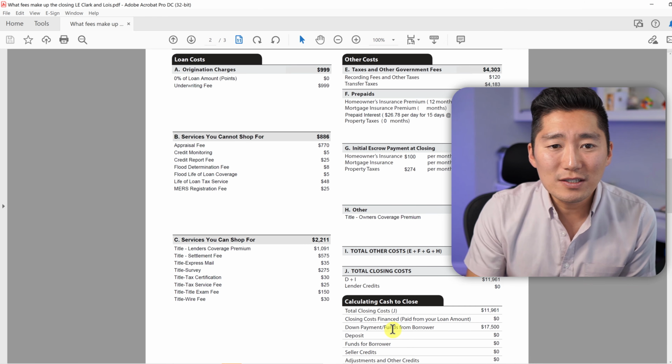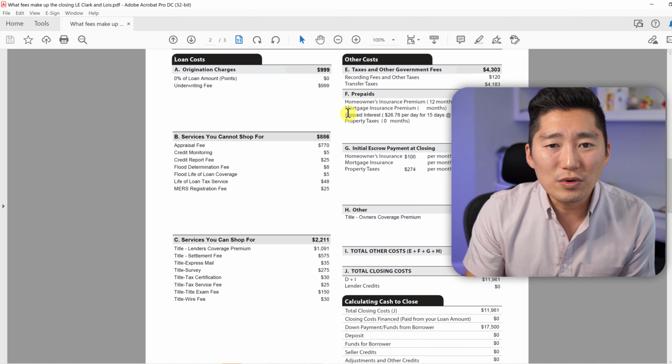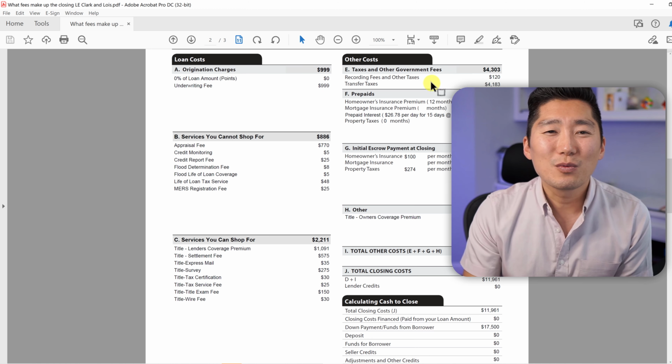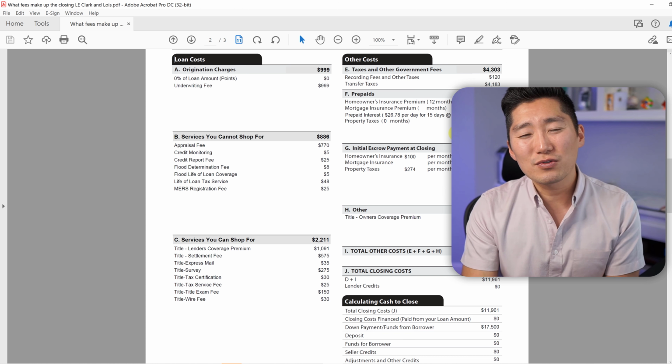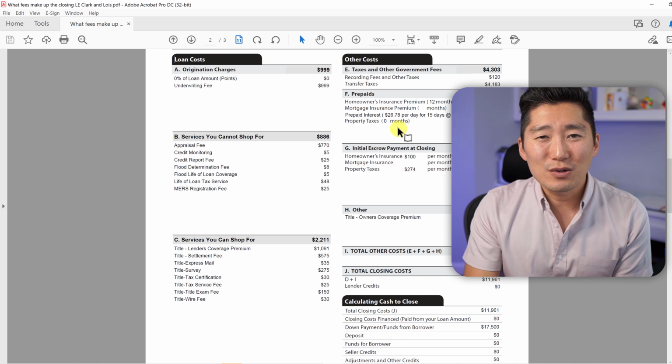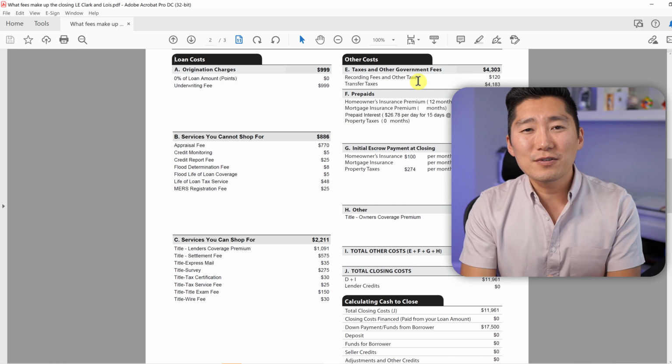Or if I go to the loan estimate here for you, it's going to be this section, okay? I wouldn't worry too much about this because this is going to be dictated by when it closes, what your property taxes are, what your homeowner's insurance is, what the transfer taxes or recording fees are. The loan officer has no control over that.